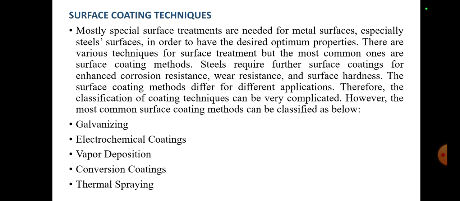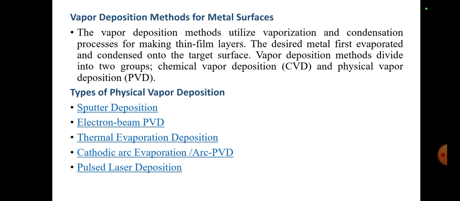Surface coating techniques. Mostly, special surface treatments are needed for metal surfaces, especially steel surfaces. In order to have the desired optimum properties, there are various techniques for surface treatment, but the most common ones are surface coating methods. These are some common surface coating methods: galvanizing, electrochemical coatings, vapor deposition, conversion coatings, and thermal spraying.